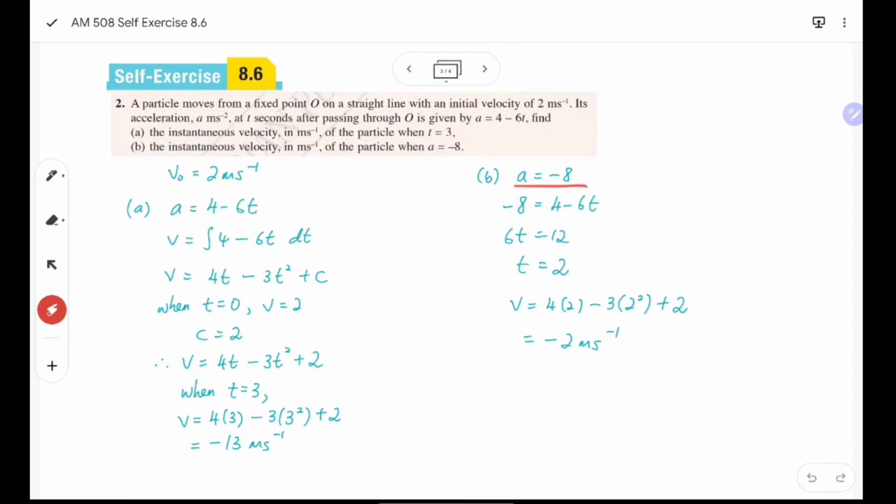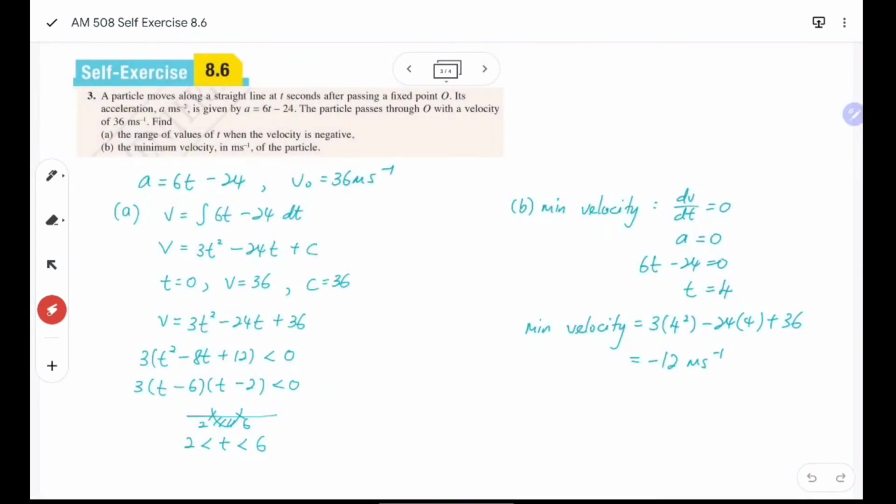So when a equals to negative 8, we have negative 8 equals to 4 minus 6t, and we get 6t equals to 12 and t equals to 2. So we know that at t equals to 2, the value of a will be negative 8. Alright, but we want the instantaneous velocity. So when t equals to 2, v will be 4 times of 2 minus 3 times of 2 squared plus 2, and we get negative 2 meter per second.